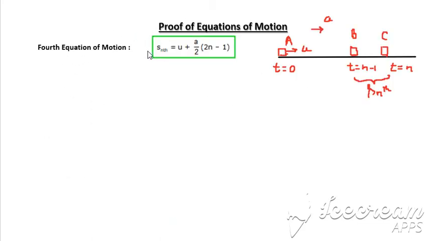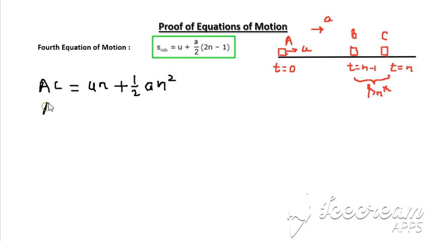This fourth equation is about s nth, the displacement during the nth second, that means between n minus 1 to n second. Now to get this, we need to first find the AC value, the displacement from A to C. So this AC will be equal to u into t, where in place of t we replace by n, plus half a into t square, which is n square.